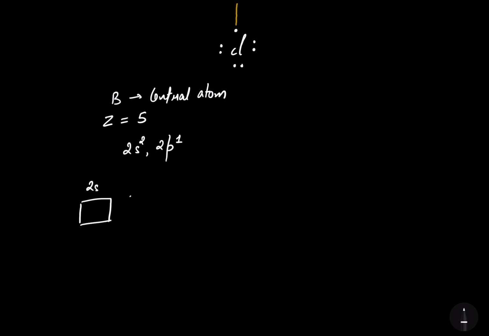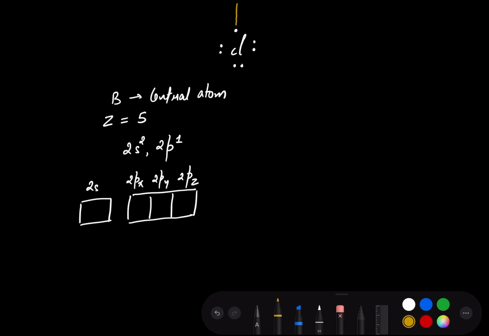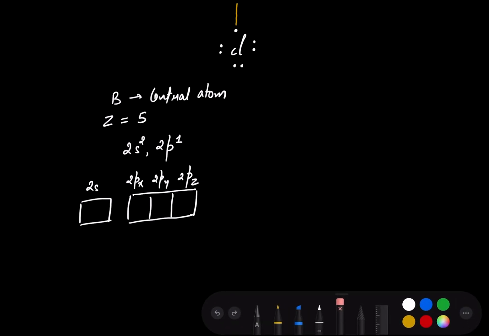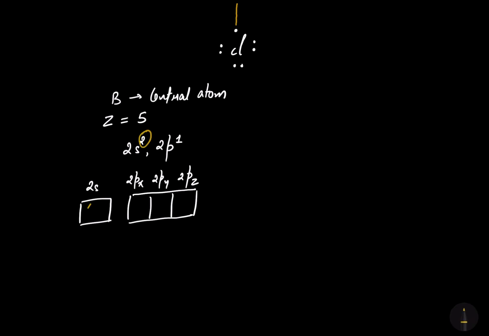Now let's make its orbital diagram in the form of boxes. That's 2s, and 2p has 3 degenerate orbitals: 2px, 2py, 2pz. Degenerate stands for orbitals with equal energy. So the energy of 2px, 2py, 2pz is equal. Now let's fill the electrons according to the configuration. The 2s has 2 electrons: the first electron with a spin of +1/2, the second electron with a spin of -1/2. And 2p has 1 electron, the first electron in 2px only. This is called the ground state of boron.